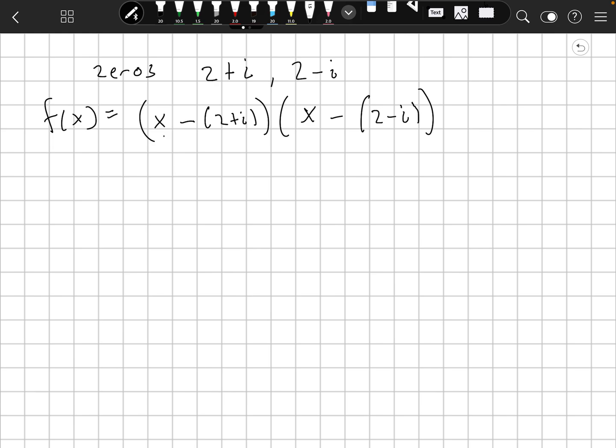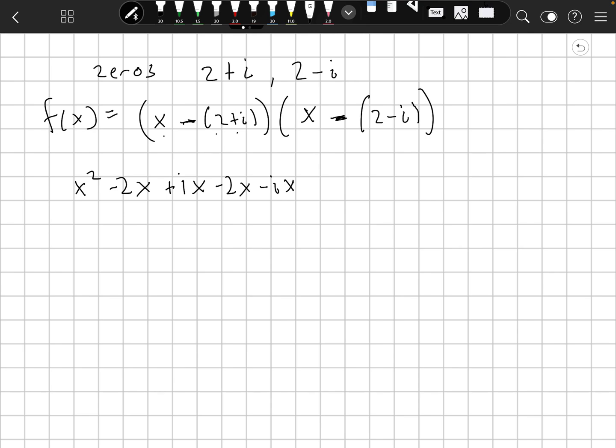Let's go ahead and do the FOIL. So x times x, that's x squared. And the outer is going to be x, and I'm going to distribute this negative, so it would be like negative 2 plus i. So x times negative 2 is negative 2x, and x times positive i is ix. Okay, and then let's do the inner. So again, we distribute that negative, so this is like a negative 2 minus i. So we have negative 2x, and we have negative ix.